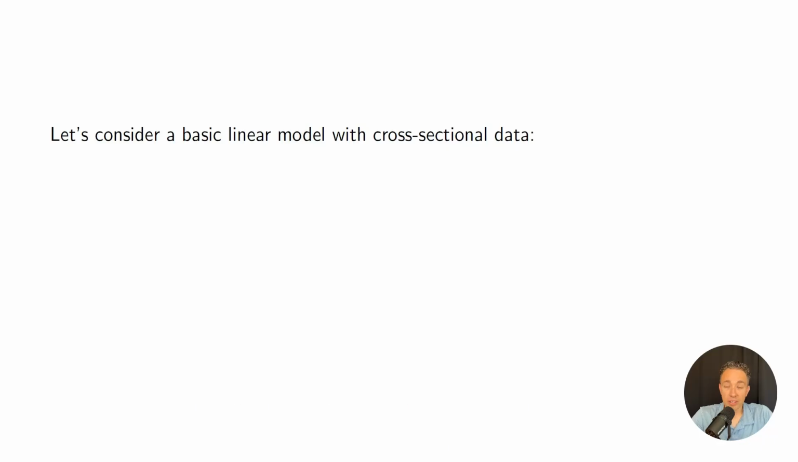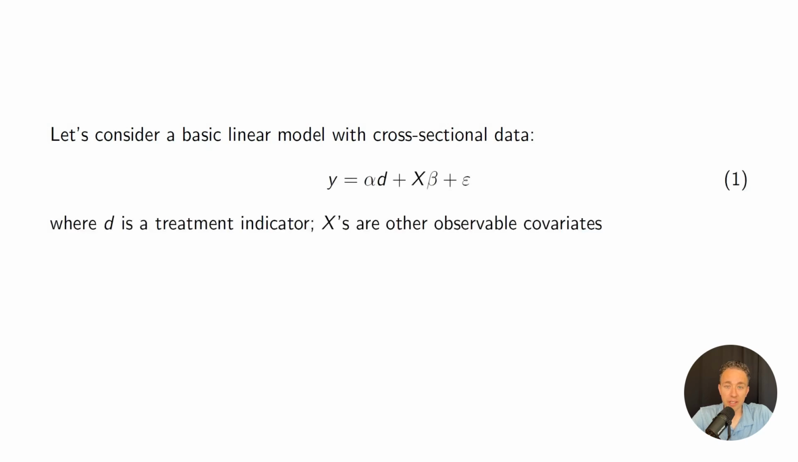We're going to consider a linear model with cross-sectional data, and the key variable on the right-hand side is going to be D, which is our treatment indicator. And then we have other covariates denoted with X, and then unobservables denoted by epsilon. And for now, we're going to assume that the X's are exogenous, but we are also going to assume that the treatment is potentially endogenous, meaning that there's some correlation that's non-zero between D and epsilon.